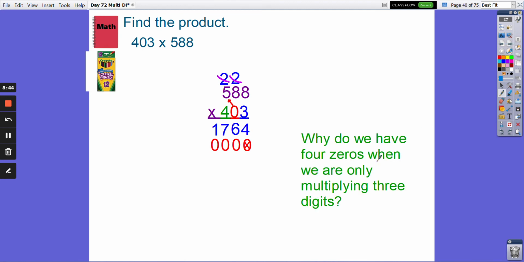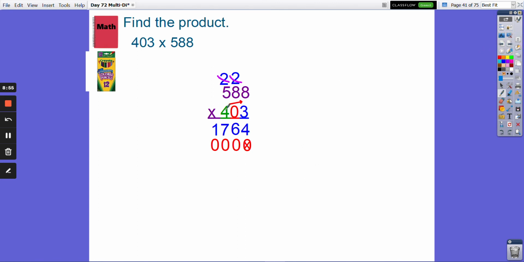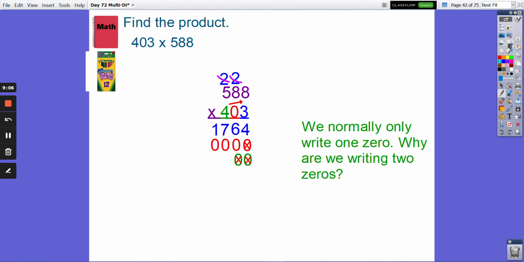Why do we have 4 zeros when we are only multiplying 3 digits? Because I had that place value. This is in the tens place. Okay, we're going to multiply the 4 times 8, but that 4 is actually worth 400. So for place value holders, I'm going to use 2 zeros this time. We normally only use 1 zero. We're writing 2 zeros because this 4 is worth 400, so we're taking care of the zeros behind the 400 spot.